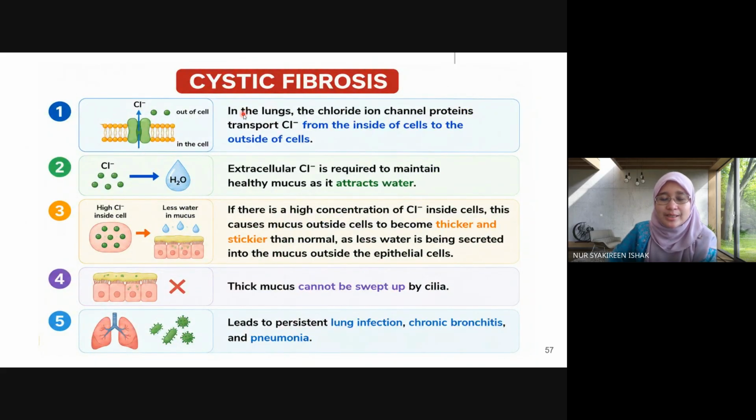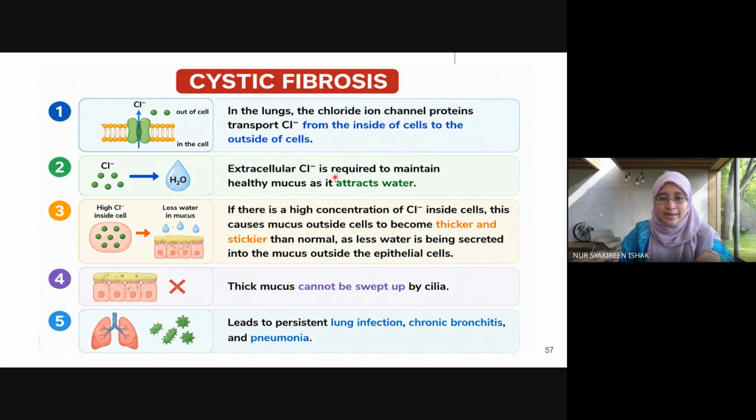In the lungs, the chloride ion channel protein transports chloride ion from inside to outside of the cell. This is the normal condition for a healthy person. When chloride moves from inside to outside of the cell, the presence of chloride ion outside the cell will attract water. It attracts water and causes the mucus to be diluted.